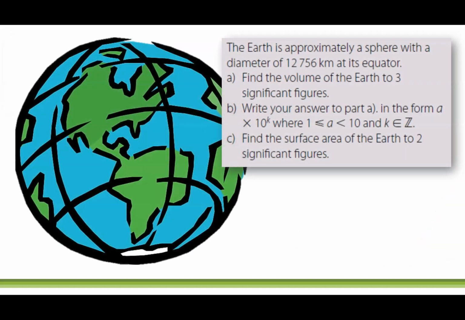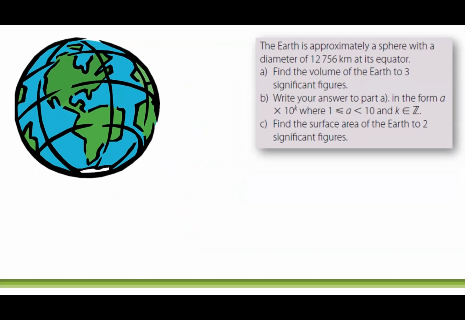So we have 2 examples that we're going to take a look at together, and then you can have the rest of the time to work on your own. The Earth is approximately a sphere, not quite a sphere, but very, very nearly, whose diameter is 12,756 kilometers at the equator. Find the volume of the Earth to 3 significant figures, then write your answer in standard form or scientific notation, and then round that answer off to 2 significant figures.